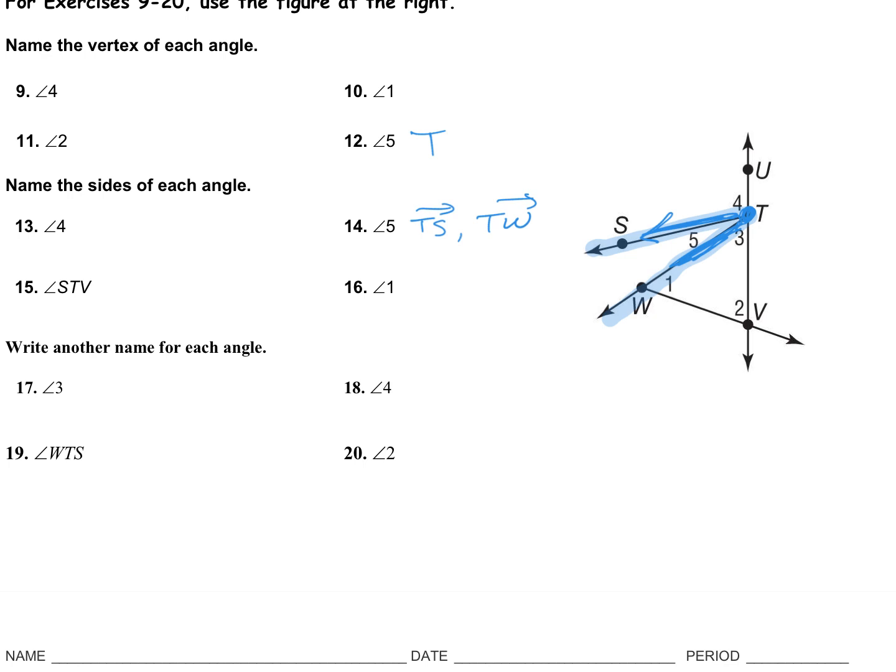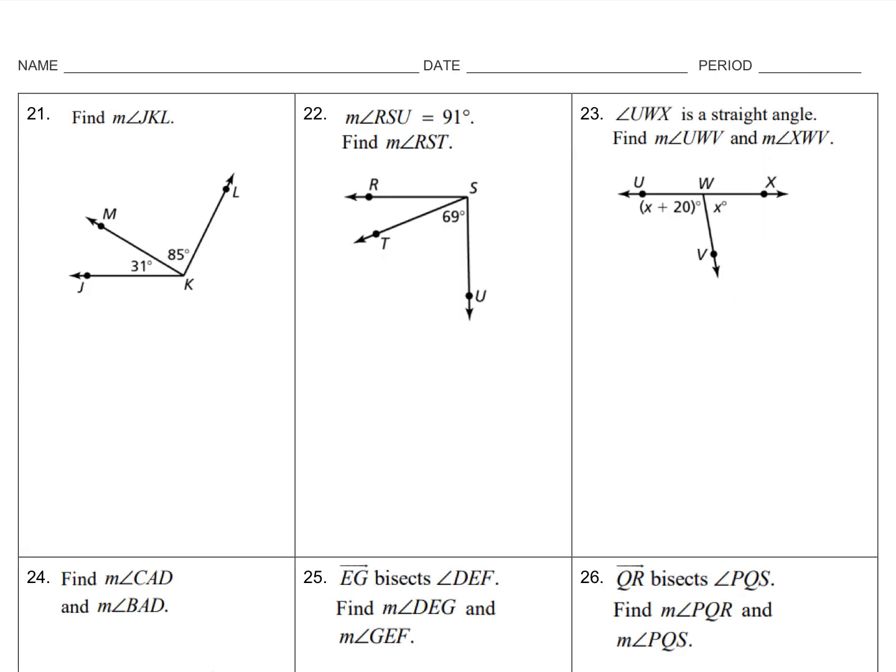And then 17 through 21, another name for the angle. So we're going to look at number 19. WTS, we could also call that STW. If I look at a different angle, let's say I look at angle 4, that's going to be this angle. So I could call that angle UTS. So we just have to look at what 3 letters and make sure the one in the middle is where they turn directions. All right, every question on the back is going to be a little different.